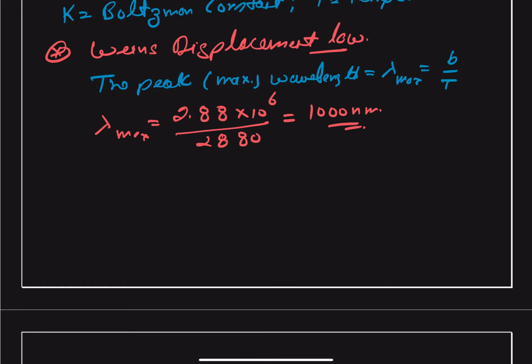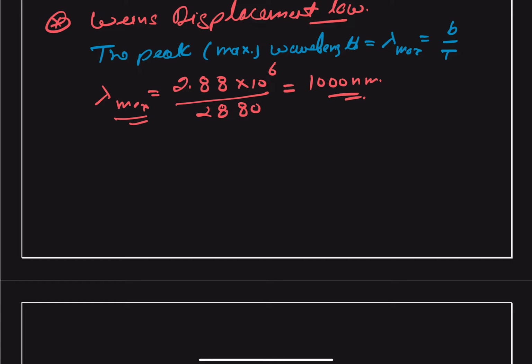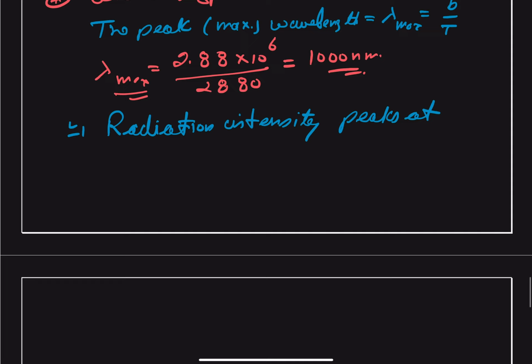It means the radiation intensity peaks at this particular value of wavelength. So we can say that radiation intensity peaks at lambda max equal to 1000 nanometers. So this is going to act as our reference.